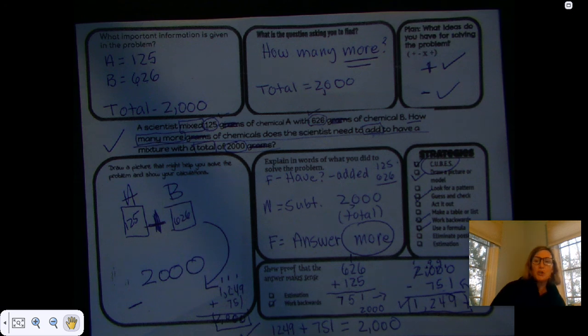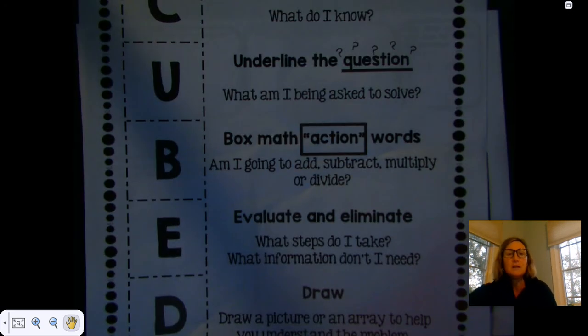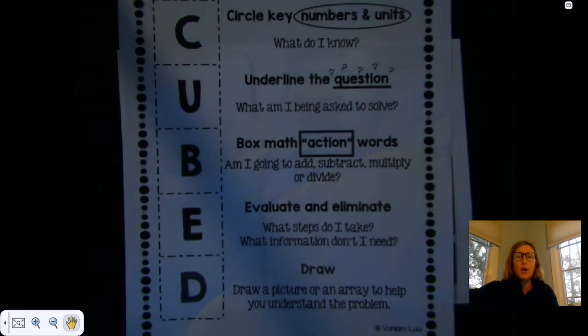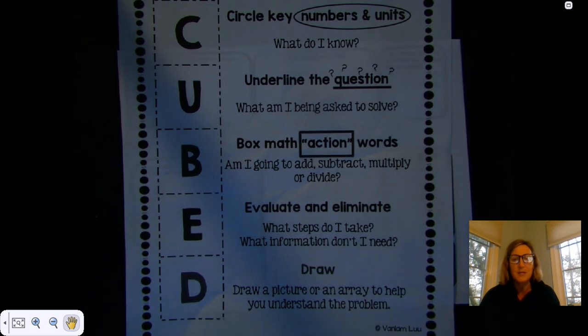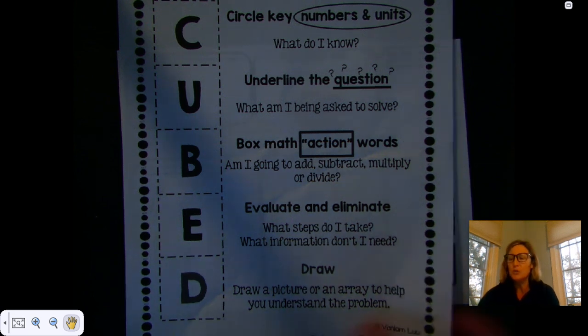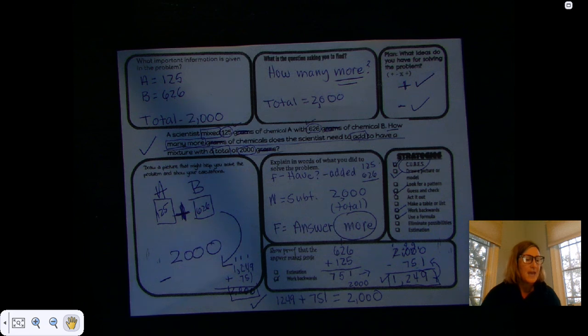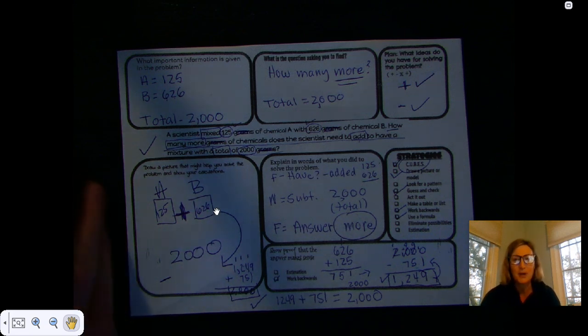Okay, so I'm going to show you the cube strategy one more time. Cube strategy. So I hope this helps. In your small groups, we're going to be going over this with you. So we'll get to do some more practice, but I hope this helps for you to break down a word problem to understand the important parts just a little bit better.